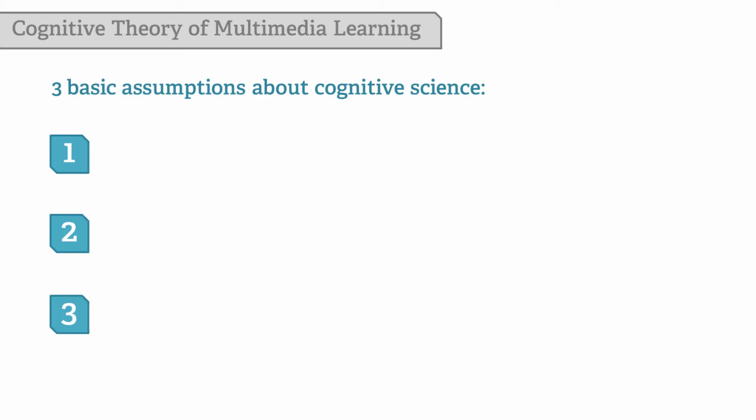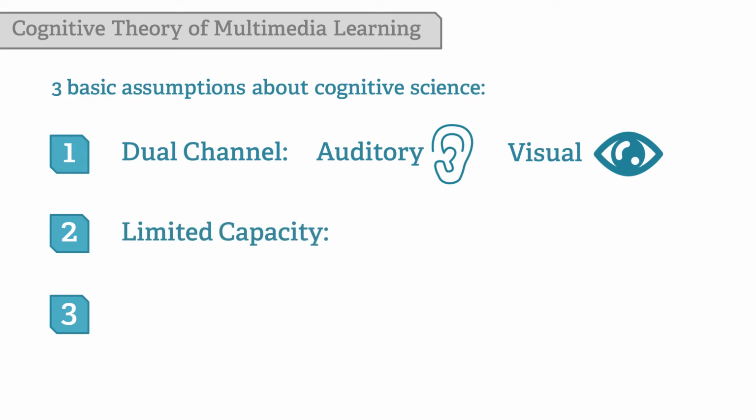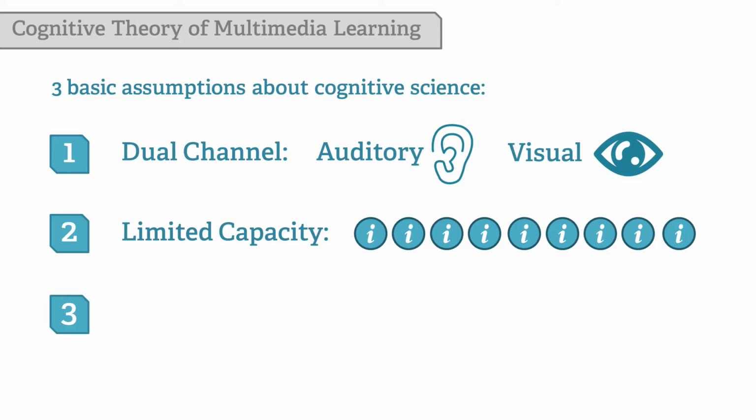The first assumption is the dual channel assumption. We're thought to process information through 2 channels. One is the auditory channel for processing auditory inputs and verbal languages. The other channel is visual for processing everything we see and pictorial representations. The next assumption is limited capacity that we referred to earlier. Even though our auditory and visual channels are on high input alert, limited capacity assumes we can only process about 5 to 9 bits of information at a time. We mentioned average of 7 earlier.